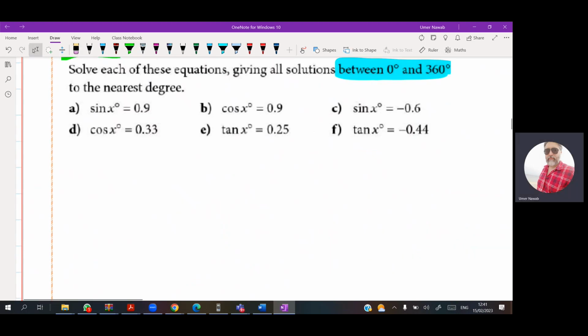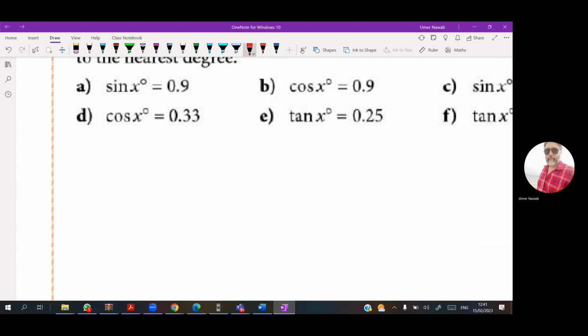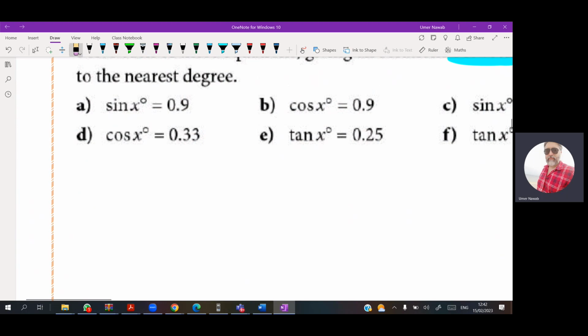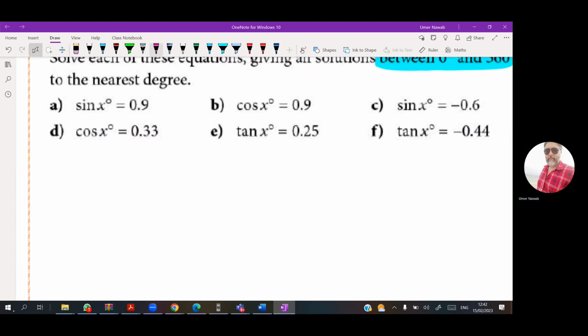First question, sine of x is equal to 0.9. So I'm going to check. My answer is positive. So why not? I can write here that this answer is what?